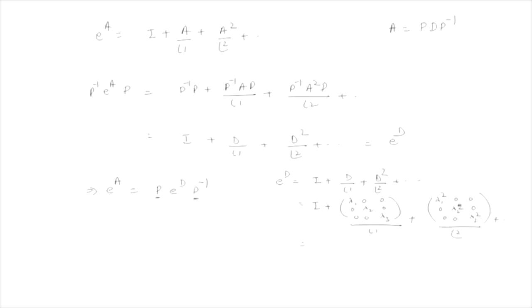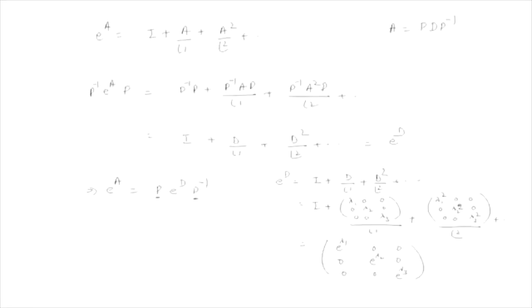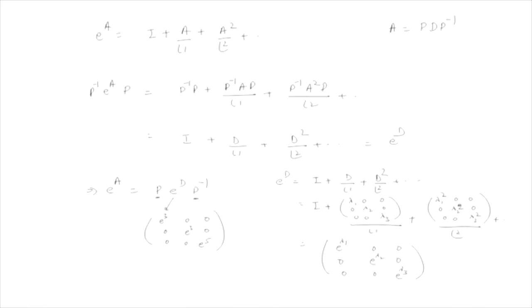When you club all these terms, the first term is 1 plus lambda 1 upon factorial 1, lambda 1 squared upon factorial 2, lambda 1 cubed upon factorial 3 and so on, which is nothing but e raised to power lambda 1. The second term is 0 throughout, this is again e raised to power lambda 2, 0, 0, 0, e raised to power lambda 3. So, e raised to power D we can simply find as e raised to power lambda 1, 0, 0, 0, e raised to power lambda 2, 0, 0, 0, e raised to power lambda 3. In this case, e raised to power D will be e raised to power 3, 0, 0, 0, e raised to power 3, 0, 0, 0, e raised to power 5. So, hence we can find e raised to power of a matrix A by simply multiplying these three matrices.